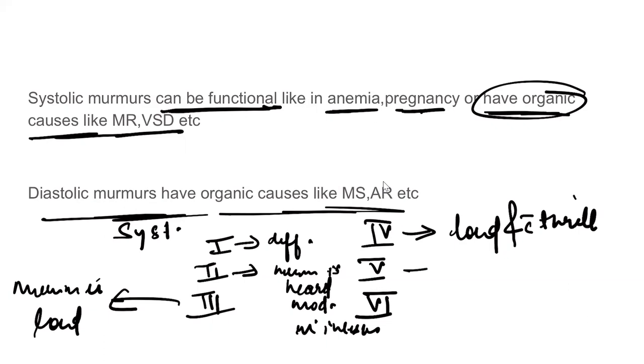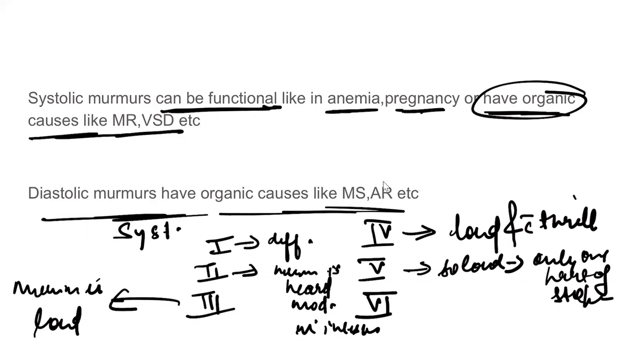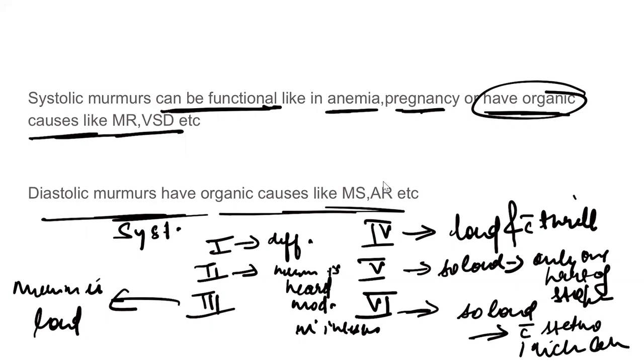Grade 5 is a murmur so loud that even if we lift one part of the stethoscope, we are able to listen to the murmur. Grade 6 says the murmur is so loud that we can listen to it with the stethoscope one inch above the chest. In grades 5 and 6, thrill is also present, so thrill is present in murmurs above grade 3. As we have already discussed, systolic murmurs can be functional.